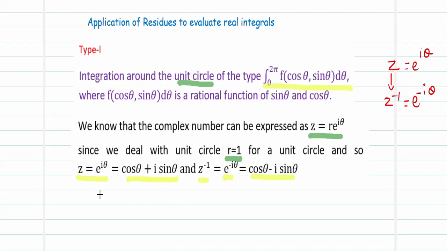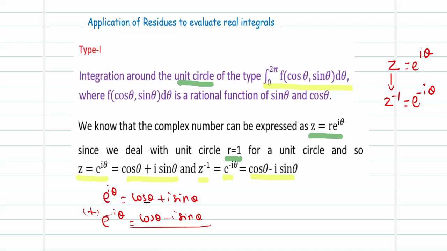How to get my cos theta? E power i theta is cos theta plus i sin theta. E power minus i theta is cos theta minus i sin theta. When I add these two terms, what will happen? Cos and cos become 2 times cos, and plus i sin theta and minus i sin theta cancel off. So I have e power i theta plus e power minus i theta equal to 2 cos theta. This gives me cos theta is e power i theta plus e power minus i theta divided by 2.